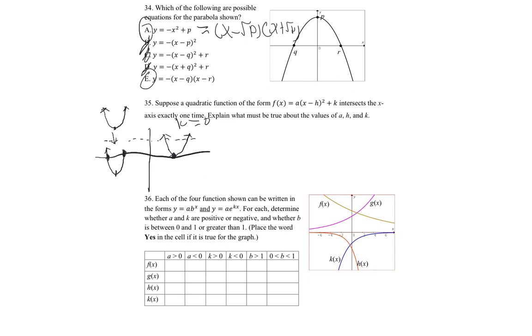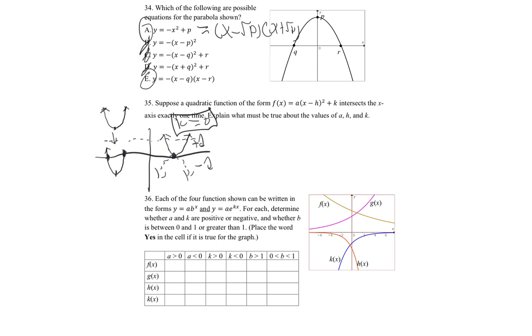Okay, great. What else do we know? That is actually our only constraint. A is going to tell us whether it's positive or negative, so this would be negative a, positive a. And then h is going to tell us where on the x-axis it intersects. But the only constraint is that k is equal to 0.